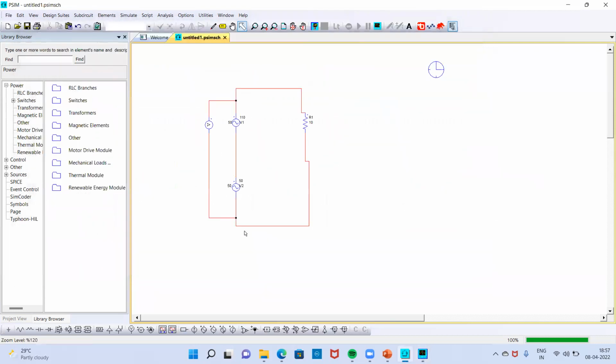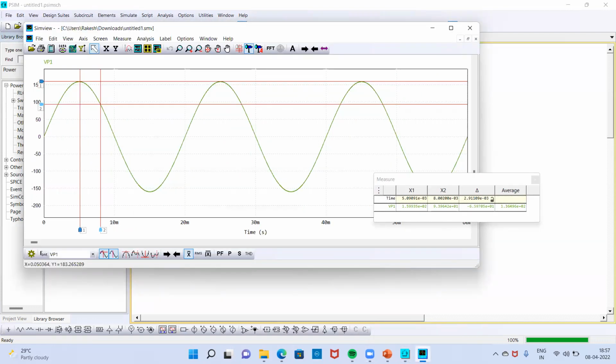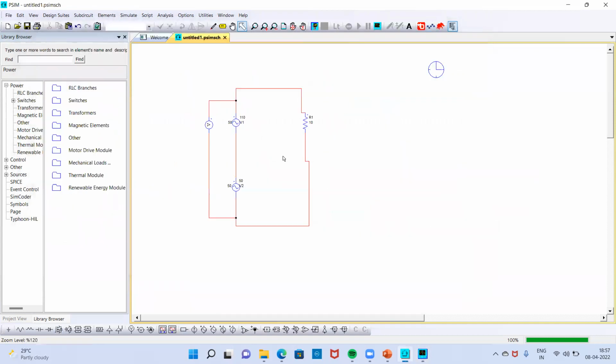Okay, so what you are observing here is that the nature of this waveform has not changed. What is its nature? Again, it is a sinusoidal waveform. I have added two sinusoidal sources of the same frequency, and the resultant is again a sinusoidal waveform.